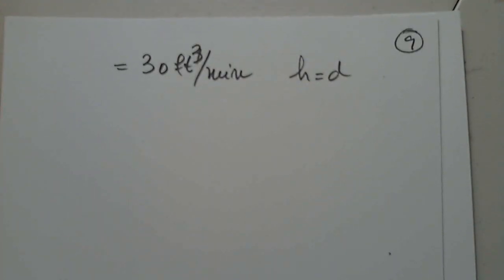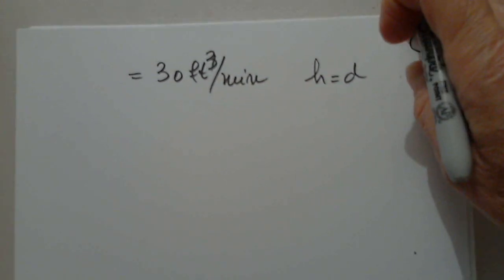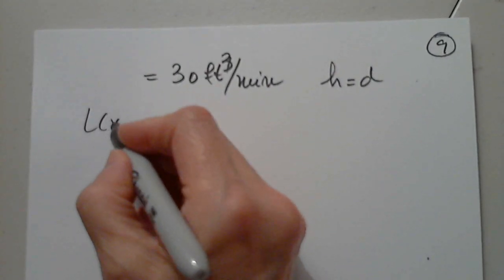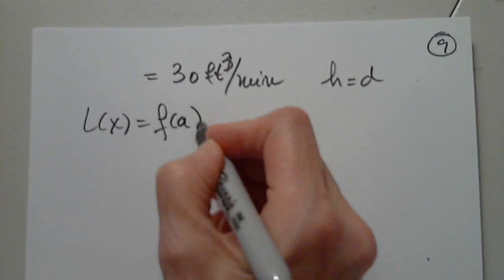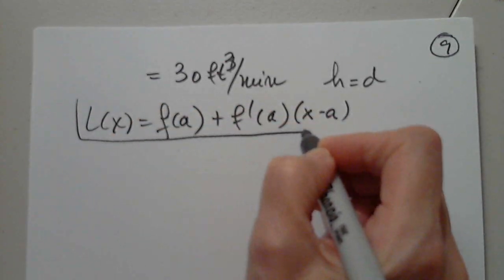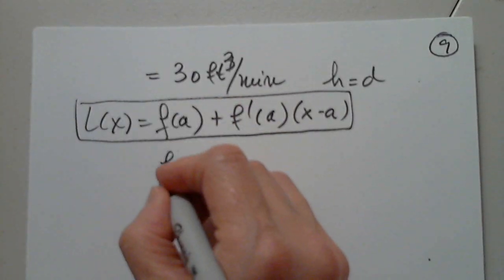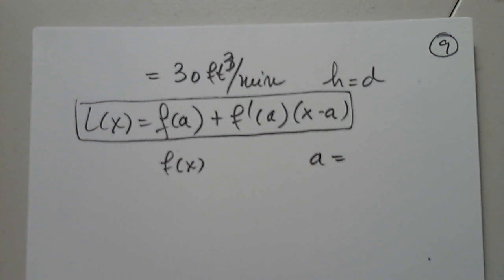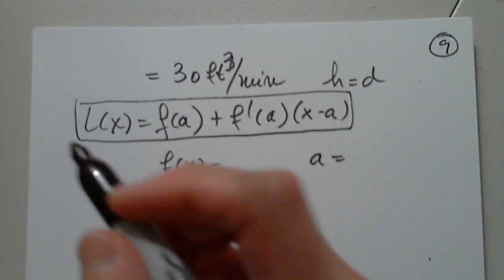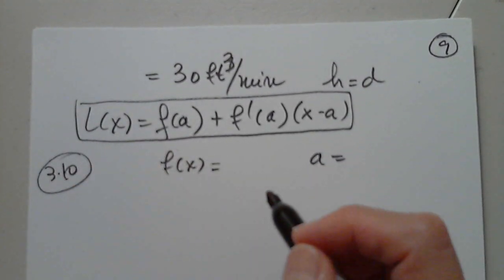Good. Yes, what was the second question? So my second question was the linearization function. Yes, the linearization is f of a plus f prime of a times x minus a. This is the linearization. And they are giving us the function and a. Perfect. So for anyone that needs it, this is from 3.10, linear approximation and differential homework.